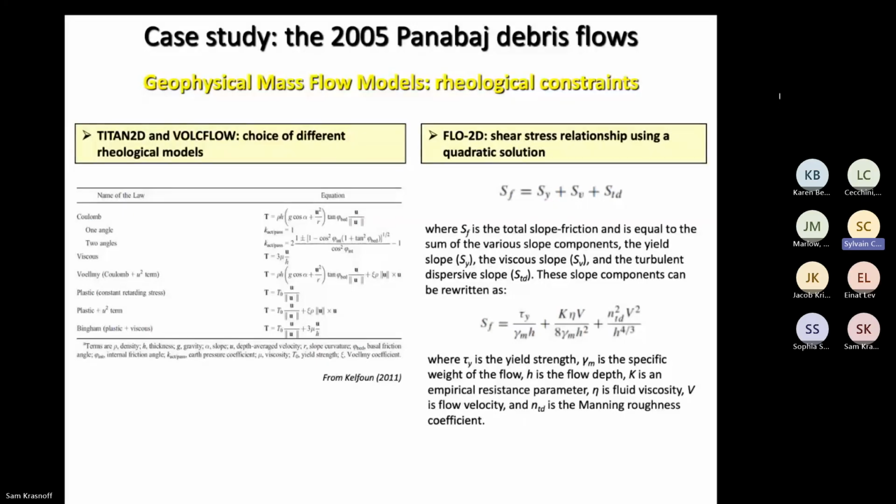And the good thing with this rheology is that it also takes into account the roughness of the channel base, which was proven to be very critical during this simulation at Panabash. So basically, modifying the rheology based on whether your substrate is smooth or rough. So next.